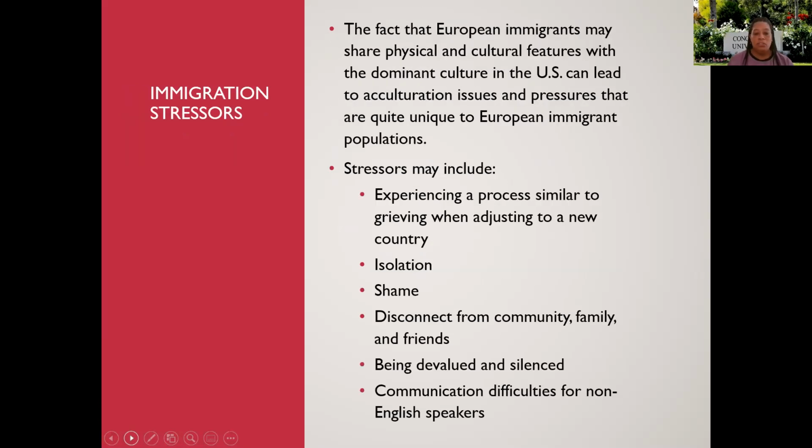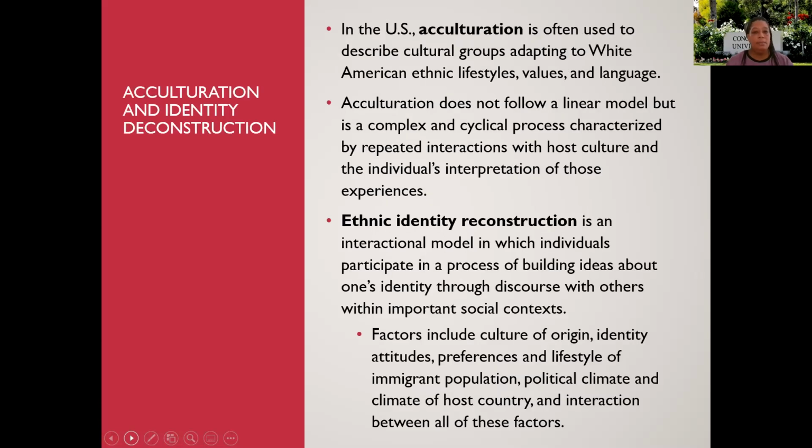There are immigration stressors. The fact that European immigrants share physical and cultural features with the dominant culture in the US can lead to acculturation issues and pressures that are quite unique to the European immigrant population. Some of those stressors include experiencing a process similar to grieving when adjusting to a new country, isolation, shame, disconnection from community, family, and friends, being devalued and silenced, and communication difficulties for non-English speakers.